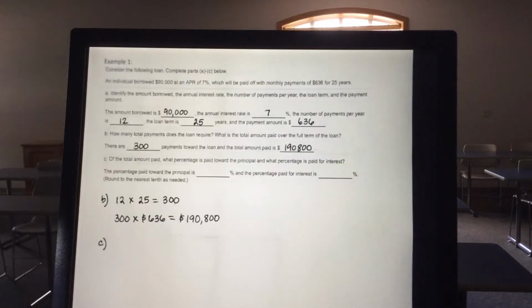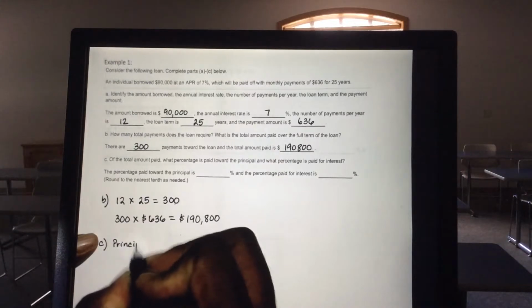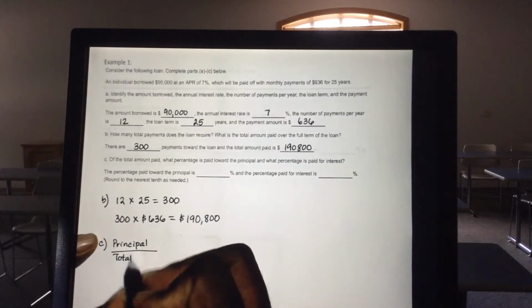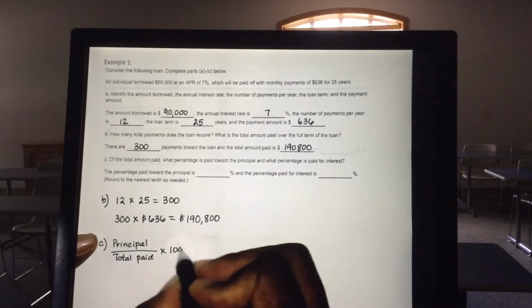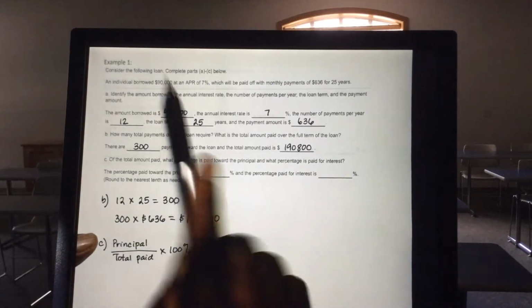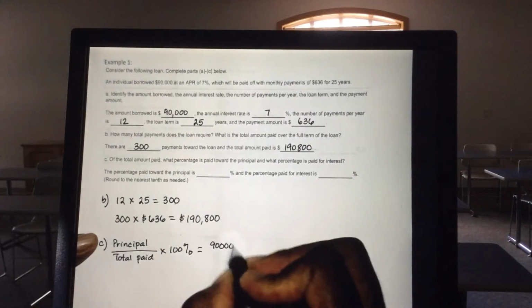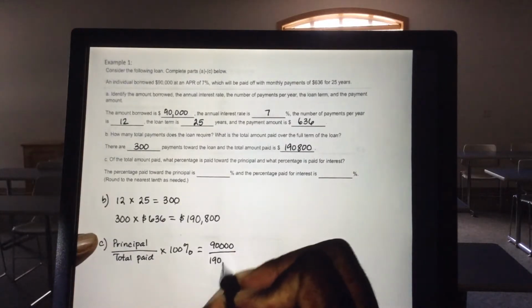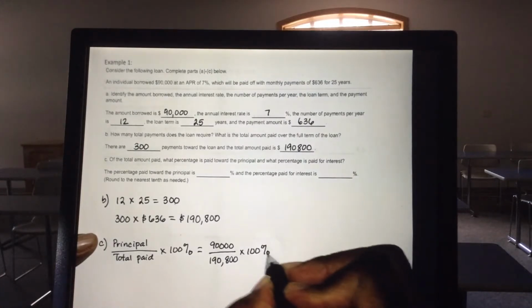Okay, now to find that out, we're going to take the principal, that's the amount that the individual borrowed, divide that by the total amount that is paid, multiplied by 100%. So that principal was $90,000. That's the amount borrowed. Divide that by the total amount that would be paid, that'd be $190,800 times 100%.